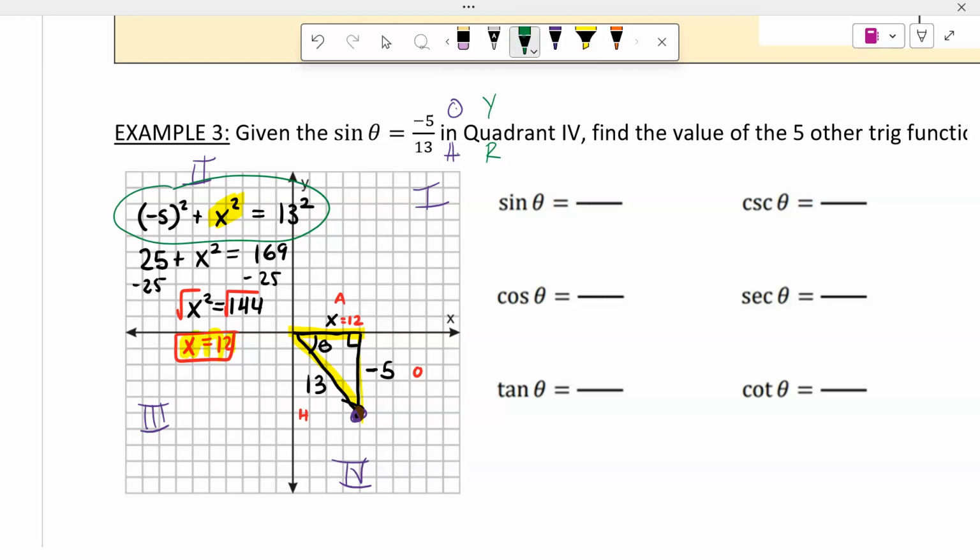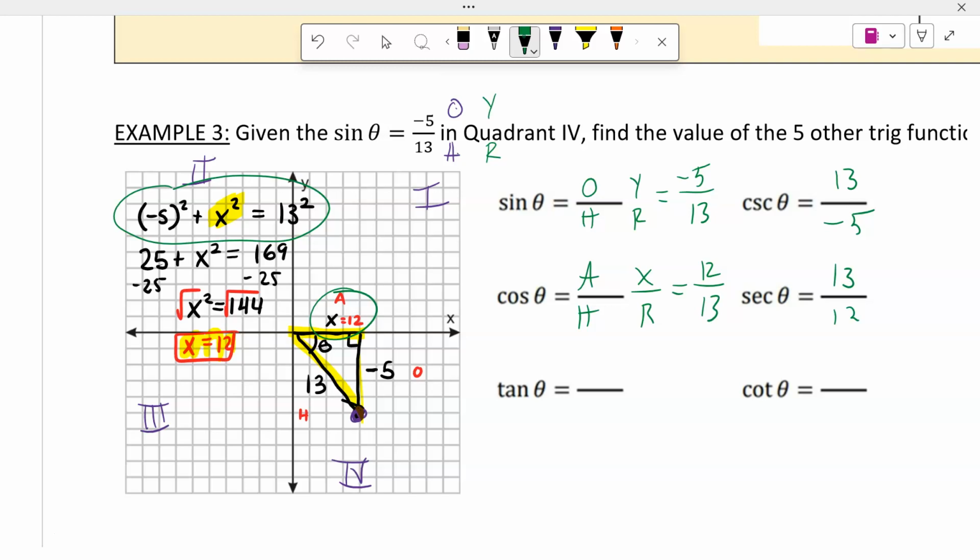So remember, sine is supposed to be originally O over H, which is now y over r. So we know the sine is going to be the y value, the height, which in this case is -5, over the r value, which is 13, and the reciprocal will be just the flip of that, 13 over -5. The cosine is supposed to be the A over H, which we just found by using Pythagorean theorem. The x value is 12. So we have A over H, where adjacent is now replaced with x, hypotenuse with r in the coordinate plane. So we have 12 over 13. And of course, the flip of that would be 13 over 12.